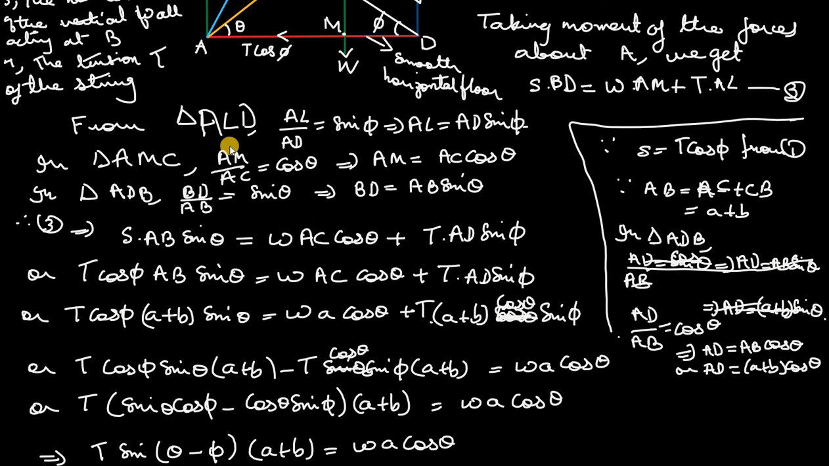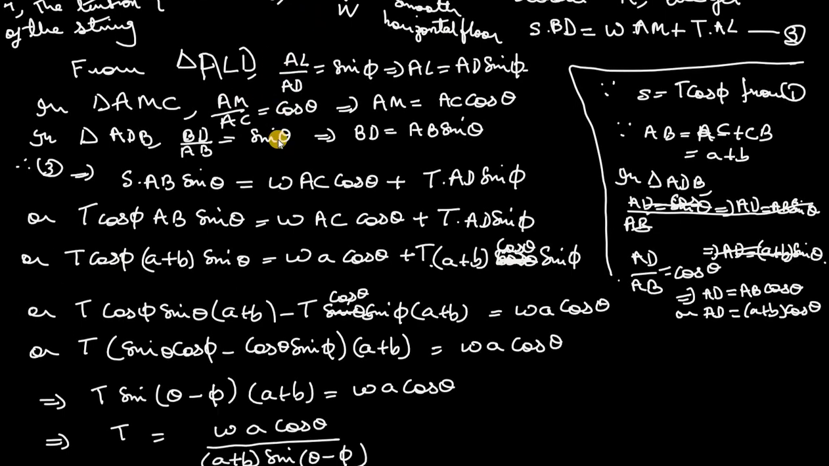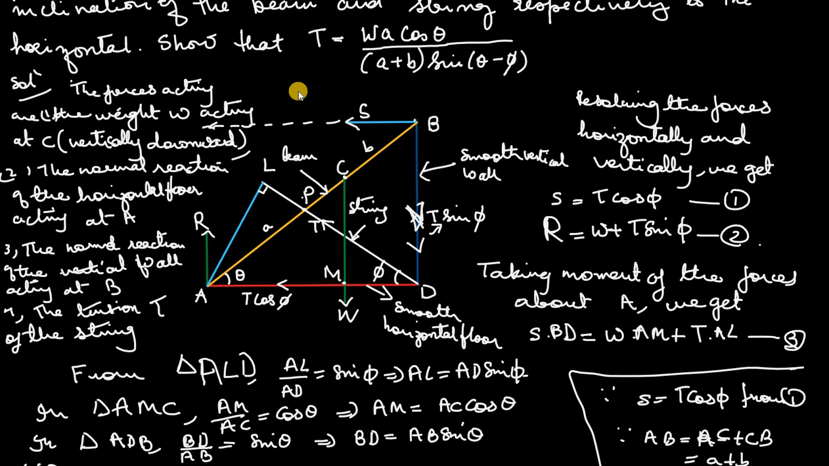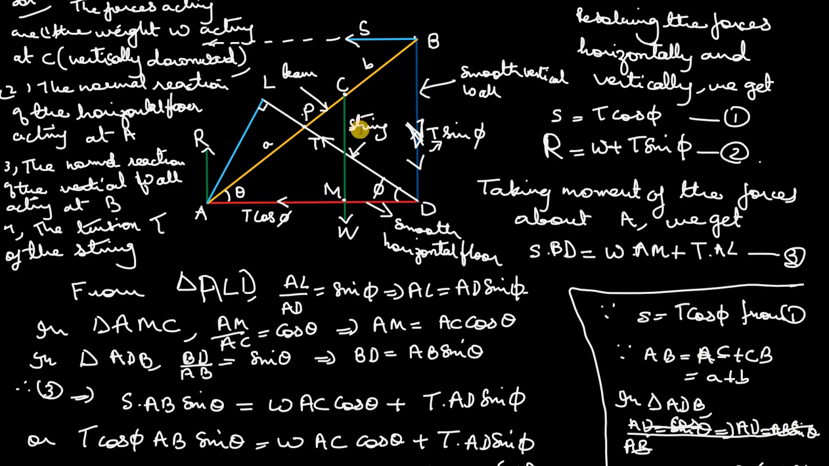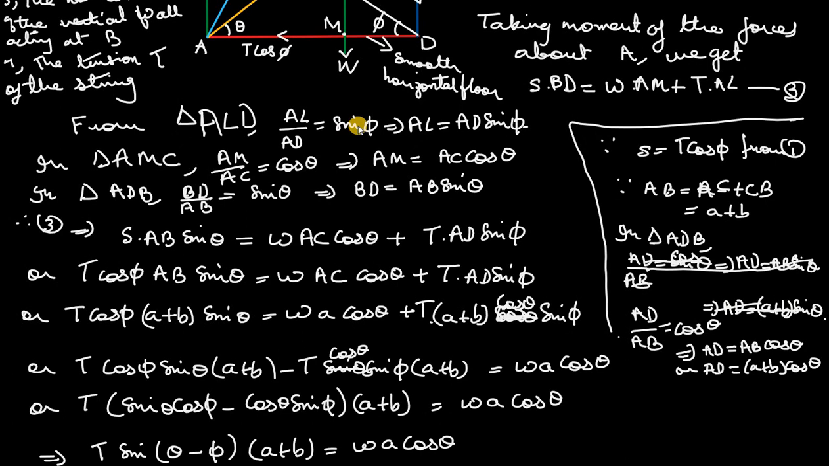Next we have to find AD in terms of that particular length. By considering the right angle triangle ADB, AD will be the base, with theta the inclination of the beam to the horizontal. So AD by AB is equal to cos theta, which implies that AD is equal to AB cos theta, but AB is the length of the rod, equal to a plus b.